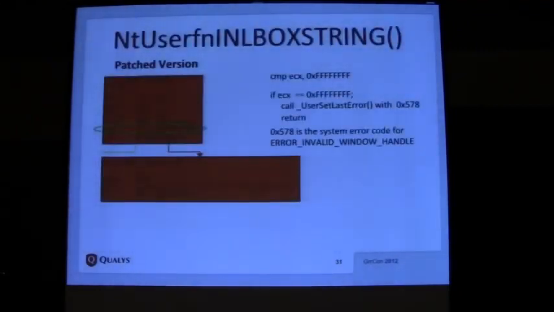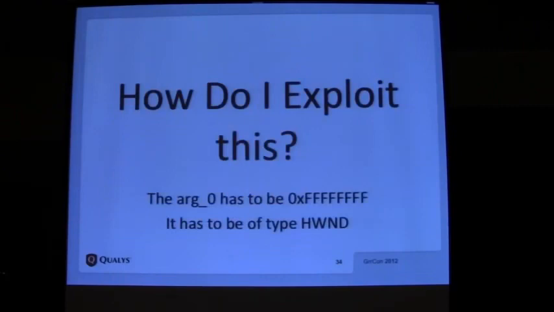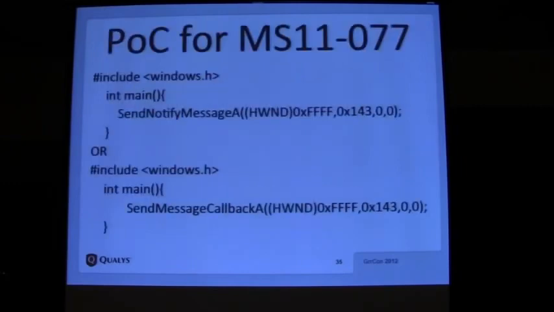The error which is set is invalid window handle. So this gave me an idea that first of all I have to set this argument to be -1, and it is explicitly telling you that it is not happy because it is an invalid window handle. This gives you a little hint that the first argument is of type window handle. Okay, so this is a proof of concept for MS11-077, just 2 lines of code.